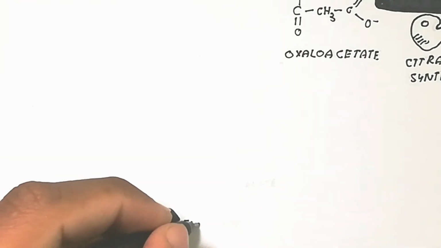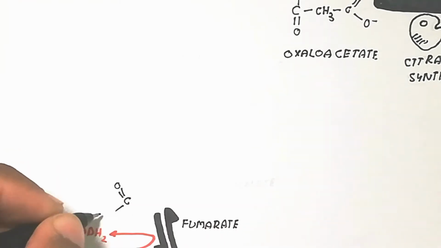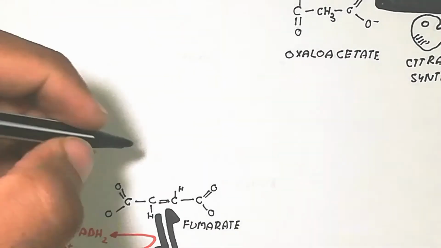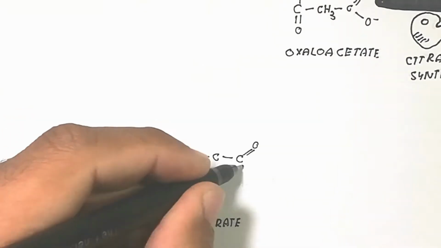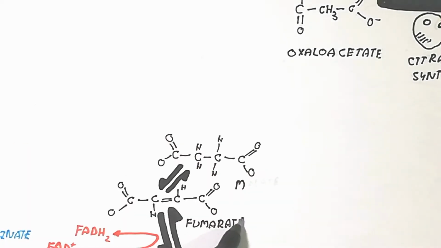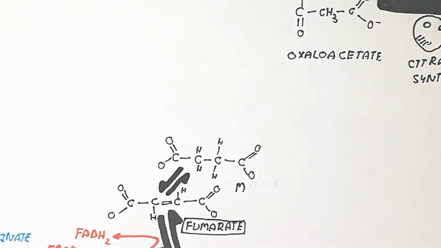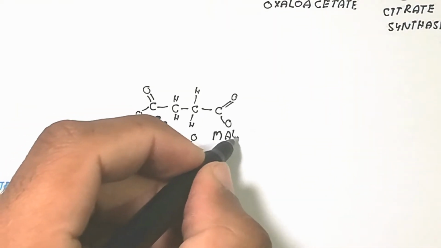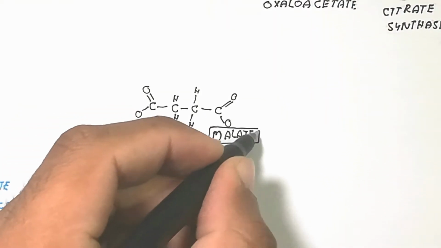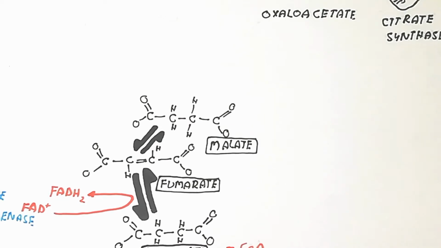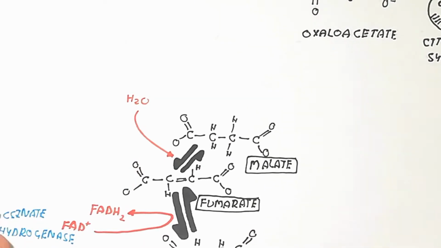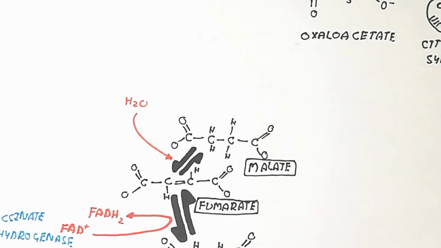succinate dehydrogenase enzyme to convert FAD plus into FADH2. So fumarate will be produced. Here is the fumarate, which is a 4-carbon molecule, and this fumarate will ultimately be converted into malate by the absorption of water. So the water will be absorbed to add the hydrogen and oxygen to convert it to oxaloacetate.